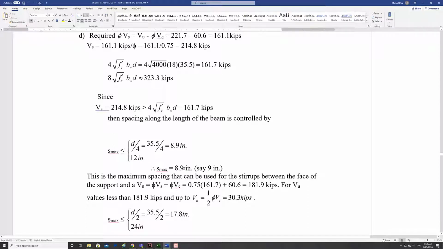Normally, we try to round down in most cases, okay? This 8.9, 9 inches, I'll go with 9 inches, okay? But if it's 8.8, round down, okay?